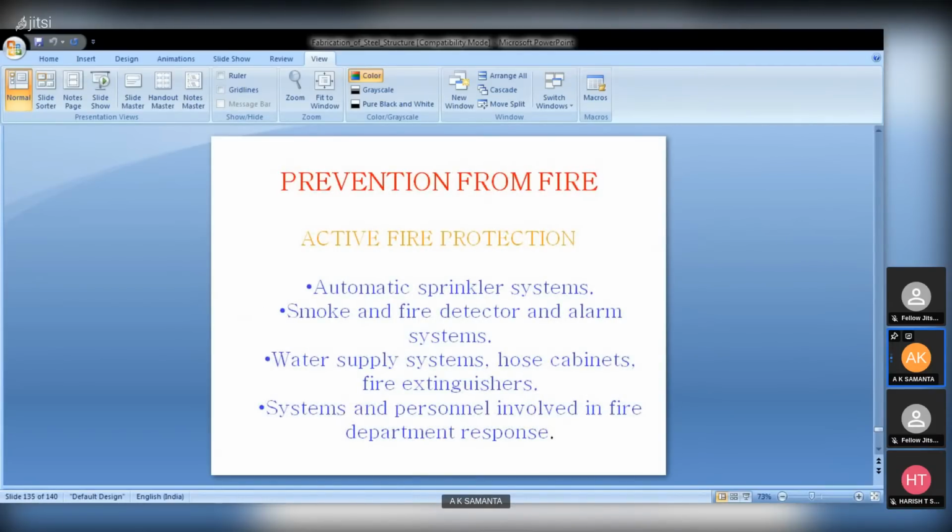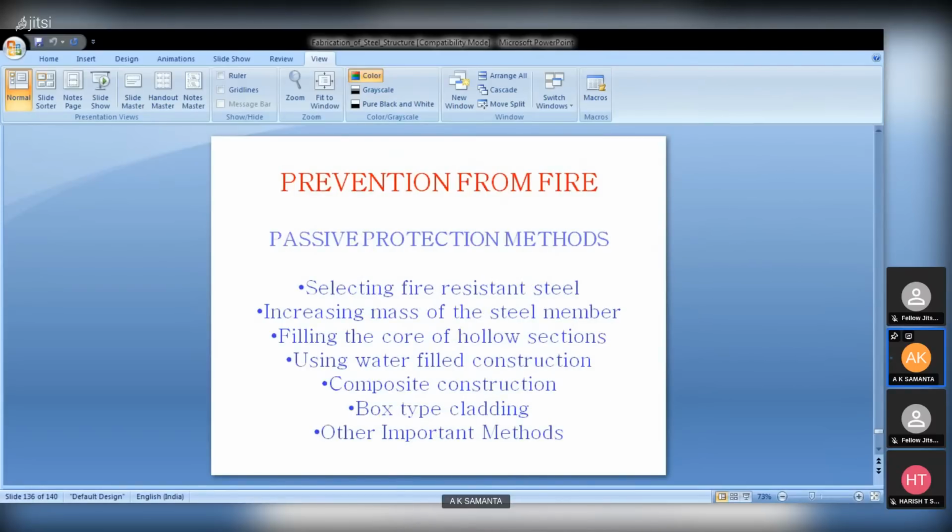Now there are some active fire protection methods: automatic sprinkler system, smoke and fire detector, alarm system, water supply system, hose cabinet, fire extinguisher system, and personnel involved in the fire department response. These are normally the active fire protection systems installed nowadays in any office building and big residential buildings. So this is active fire protection. Now what is passive fire protection?